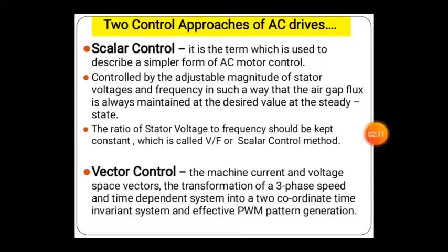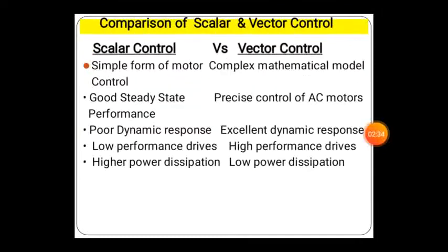In the vector control method, the machine current and voltage space vectors are used, with the transformation of a three-phase speed and time-dependent system into a two-coordinate time-invariant system and effective PWM pattern generation. So these are the aspects of the two control methods. According to what was previously cited, we can identify these two methods, scalar control and vector control, by comparison. Firstly, scalar control is a simple form of motor control, whereas vector control has a complex mathematical model.